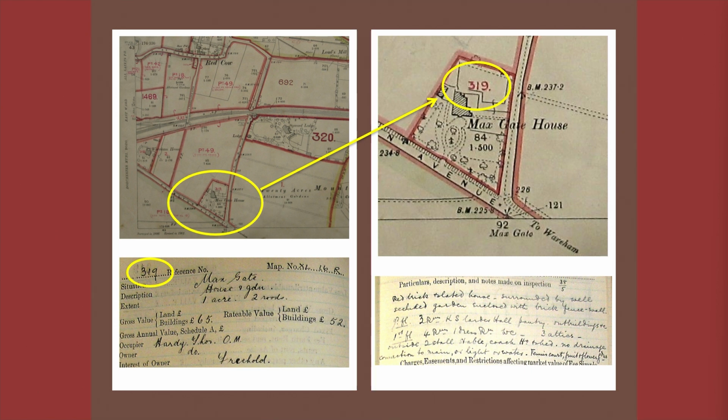So the brackets show you that they're part of the same property. And each of those numbers you can then look up in the associated field book in series IR 58. And they tell you a little bit about the property. In this case, it's a house and garden. The extent, it's 1 acre, 2 roods, and a little bit about the owner and their interest. And it just gives you a description.